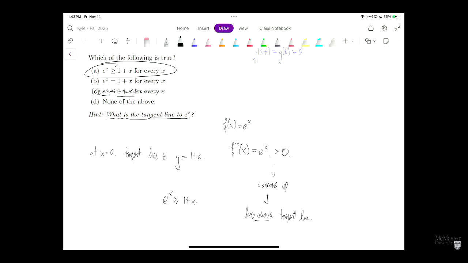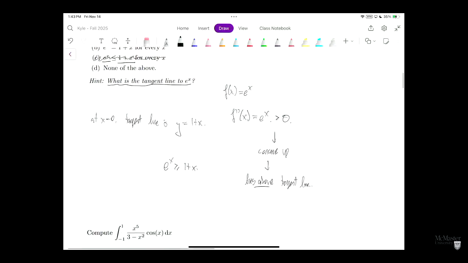Yes, absolutely. And that is exactly what our concavity is telling us. It's the rate at which our function increases. It's the derivative of the derivative. So absolutely, our function is going to curve upwards. Thank you. So let's keep going. Let's keep moving.